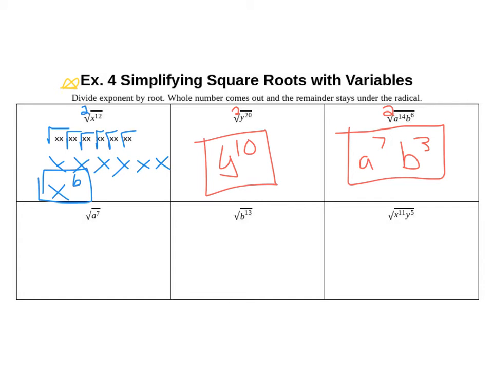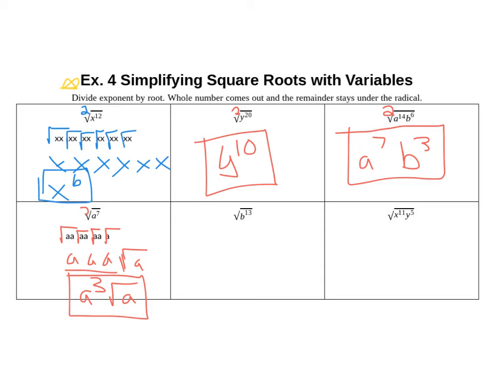When we look down here at the next problem, square root of a to the 7th, if we want to list this one out, you will see that 3 of them all have pairs, but then we have 1 left over. So if we are dividing by that 2, well, a goes in 3 times with a remainder of 1. So we could write that a to the 3rd square root a.